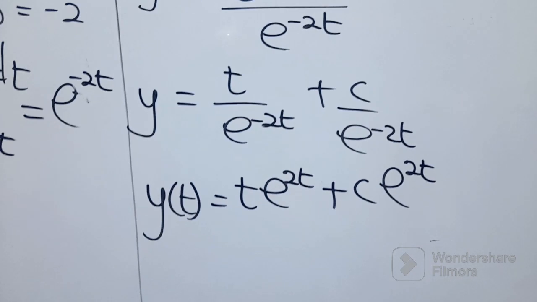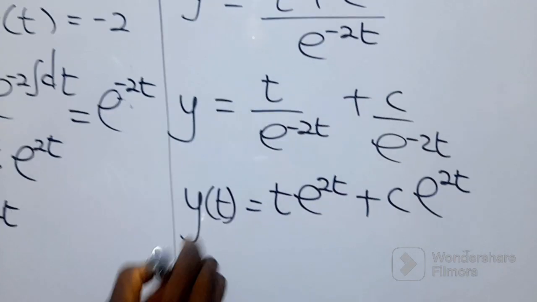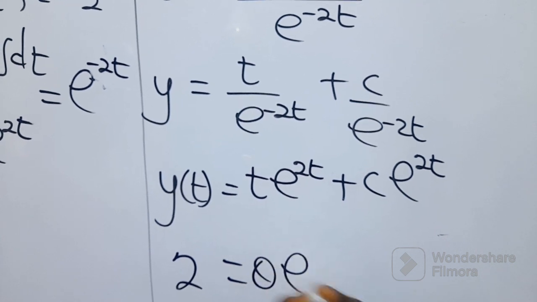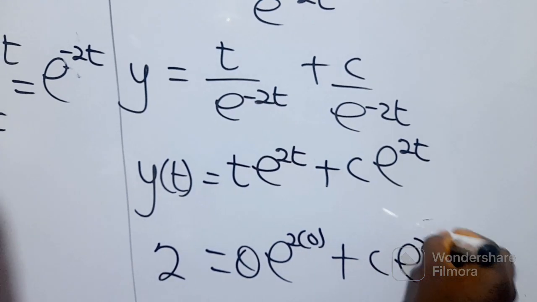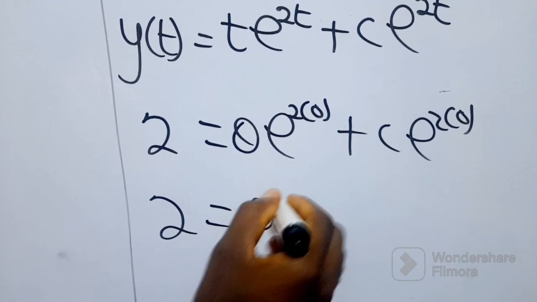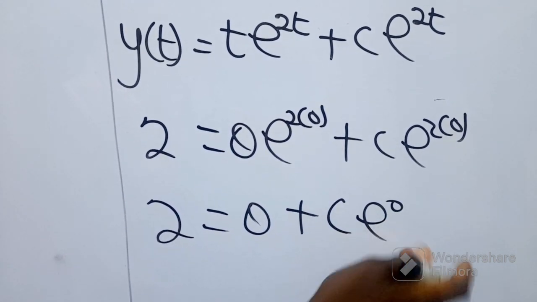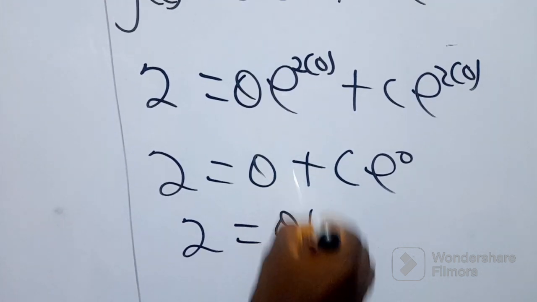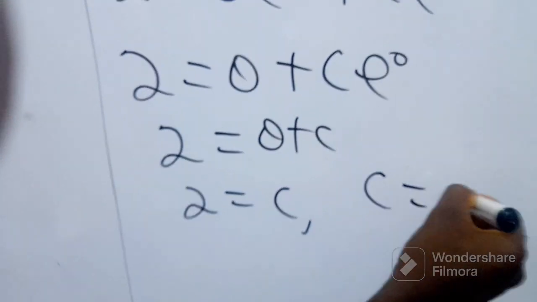Remember, some initial conditions are given. That's when t is 0, y is 2. So we can say that in place of this, 2 will be equal to 0 times e exponent 2 times 0 plus c e exponent 2 times 0. So 2 will be equal to, this will be 0, then plus c e exponent 0. And e exponent 0, remember, is 1. 1 times c will be c. So we have 0 plus c, and 2 is equal to c. So our c will be equal to 2.